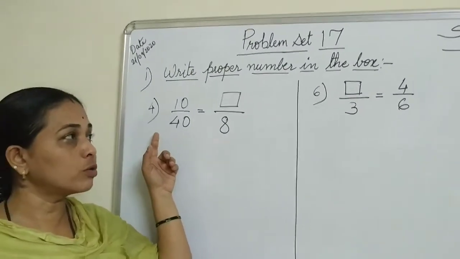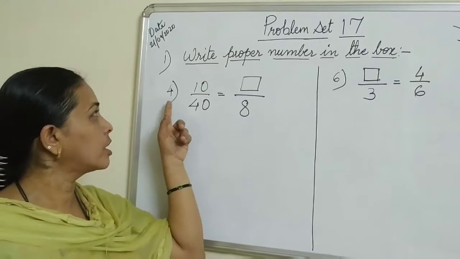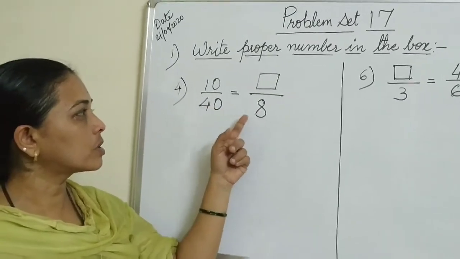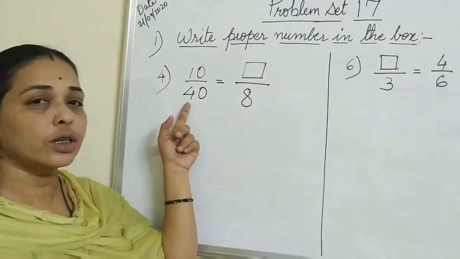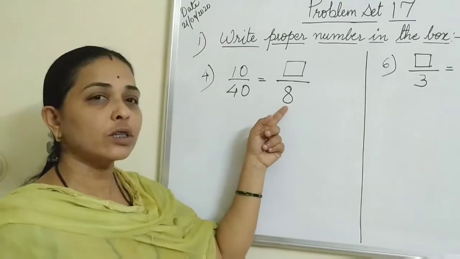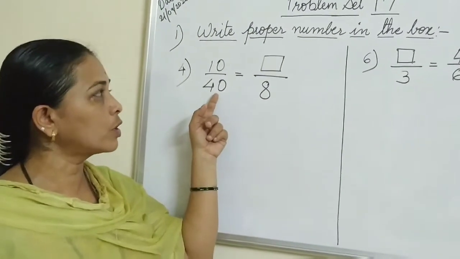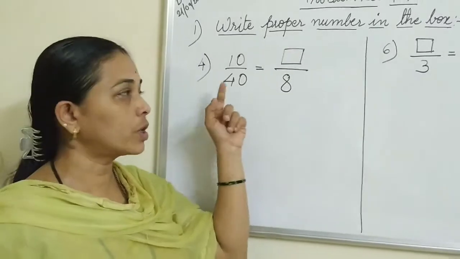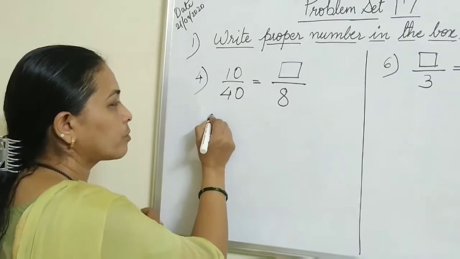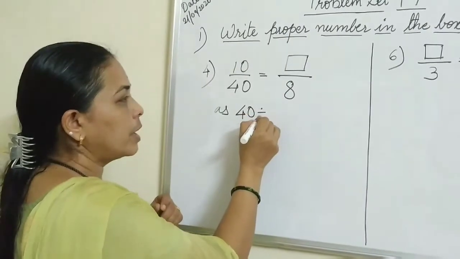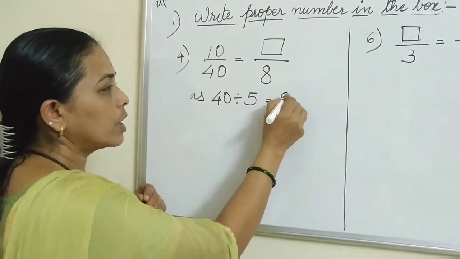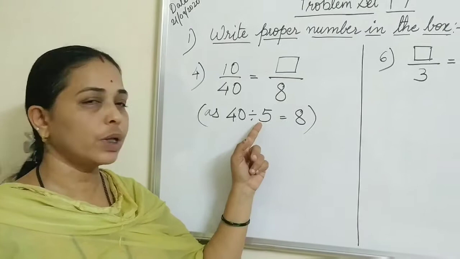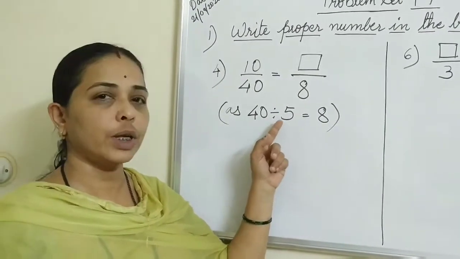Let's try two more sums from the same problem set, the fourth and the sixth sum. See, I have taken the fourth sum, it is a little different. See the numbers. Here the denominator is 8 and here the denominator is 40. So 8 is the smaller number than 40, isn't it? So you have to divide this 40 so that you could get 8. How will you divide 40 to get 8? As 40 divided by 5 is equal to 8, isn't it? 8 5s are 40, so you have to divide 40 by 5 to get 8.